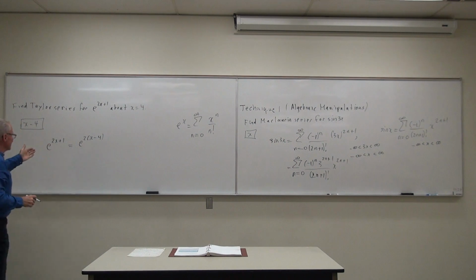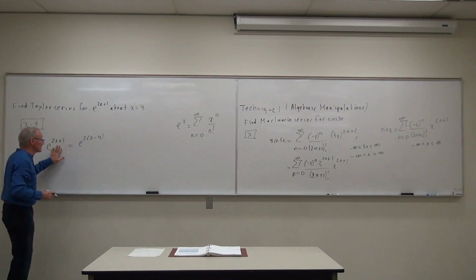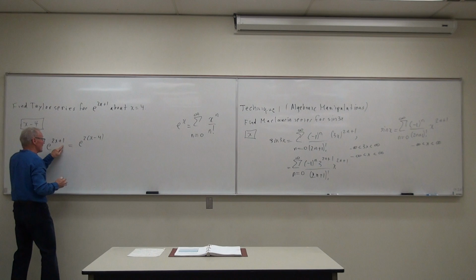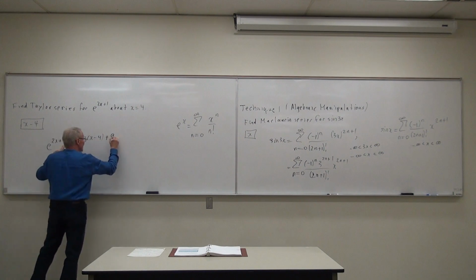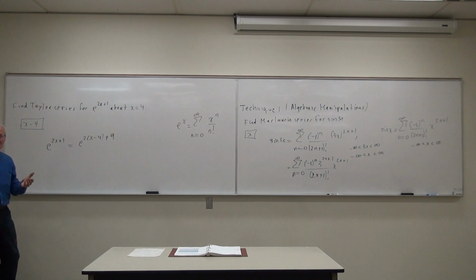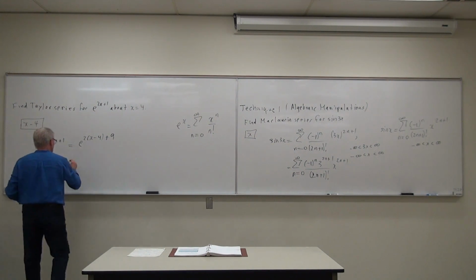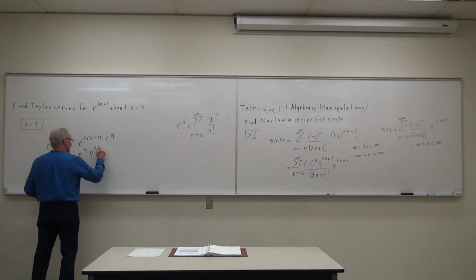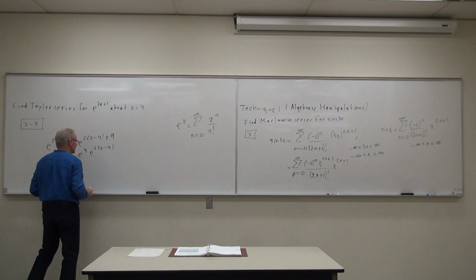Now that is not the same as this. If I expand that, that's 2x, but I also get minus 8. I don't want minus 8, I want 9. I want a 1, so how do I put a 9 there? Is that the same now? And the answer is yes. I could separate this into e to the 9 and e to the 2, x minus 4.